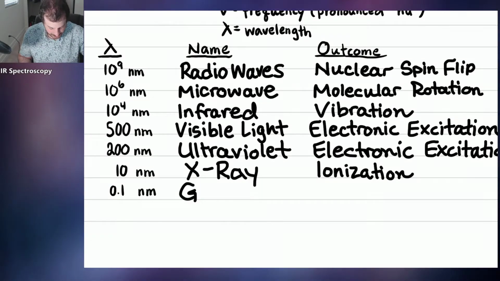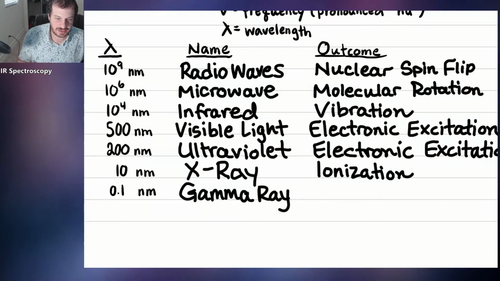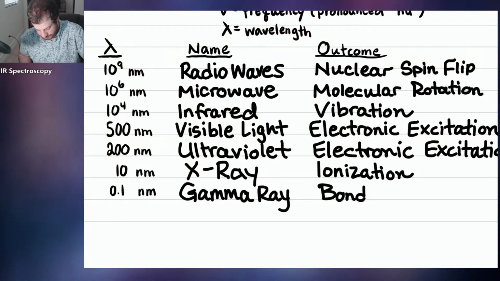And finally, the highest energy form of light that we define is called gamma ray. The gamma ray is sometimes called cosmic rays. They're produced by stars. It's a very high energy form of radiation. You definitely do not want to be exposed to gamma rays. It's also released by nuclear bombs. The result of this would be bond cleavage.